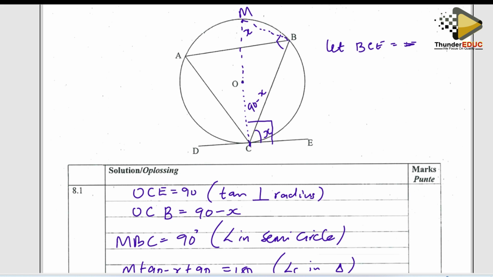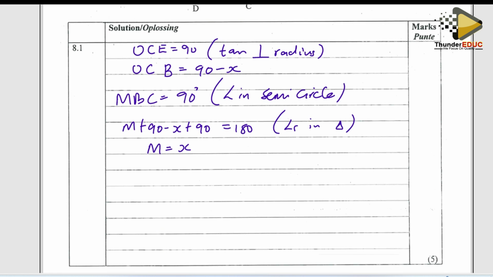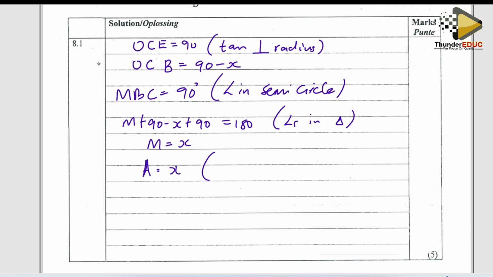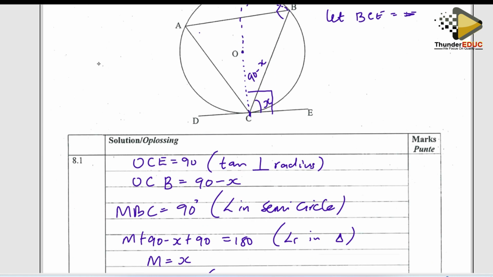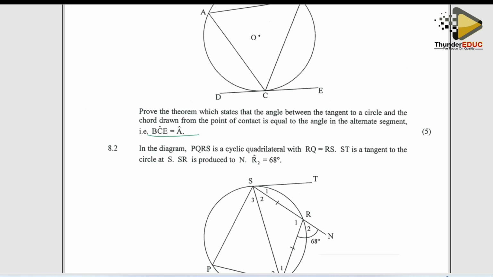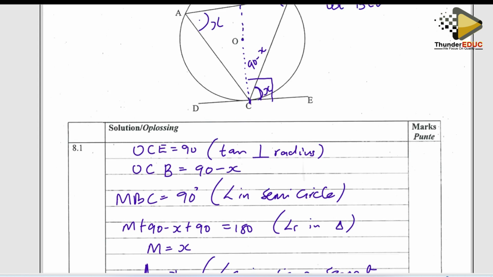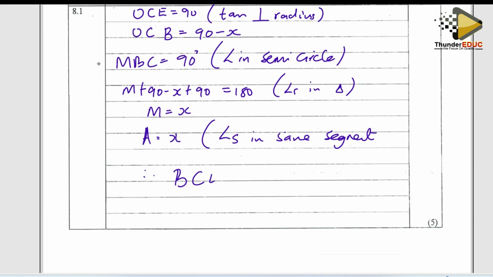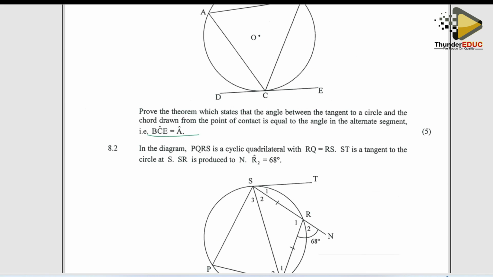Then we can say that N is the same as A, because these are angles subtended by the same angle, or angles in the same segment, because we can see the bow tie. So we're going to say N is also A, angles in the same segment. And then we just draw the conclusion, because this was X, and now this one is also X. Therefore BCE is equal to A. Okay, so that is how you prove that. It should be 5 marks.